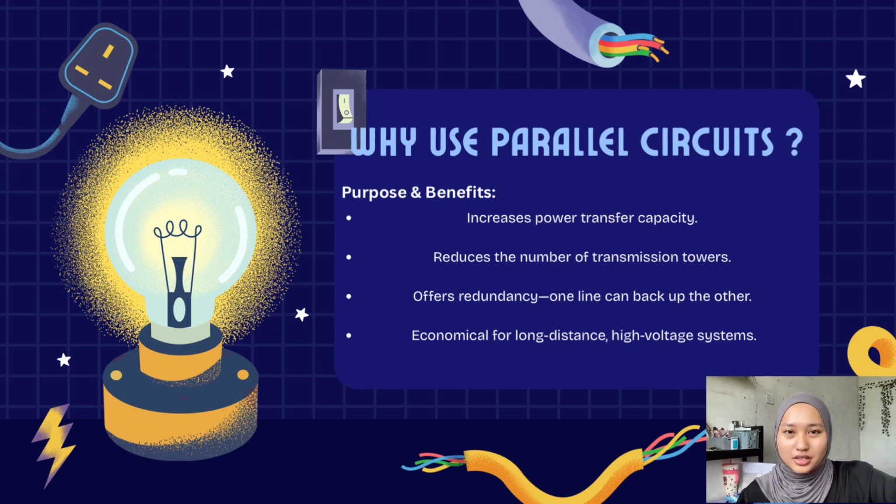Now, why are parallel circuits used? There are several important reasons. Firstly, they increase the power transfer capacity. When more than one circuit is used, more electricity can be transmitted efficiently over the same path. Secondly, they help in reducing the number of transmission towers needed. This saves space and reduces the overall cost of infrastructure. Another benefit is redundancy. If one line fails, the other can still operate and supply electricity, which improves the reliability of the power system. In addition, parallel circuits are more economical over long distances, especially in high voltage transmission where efficiency and stability are critical.